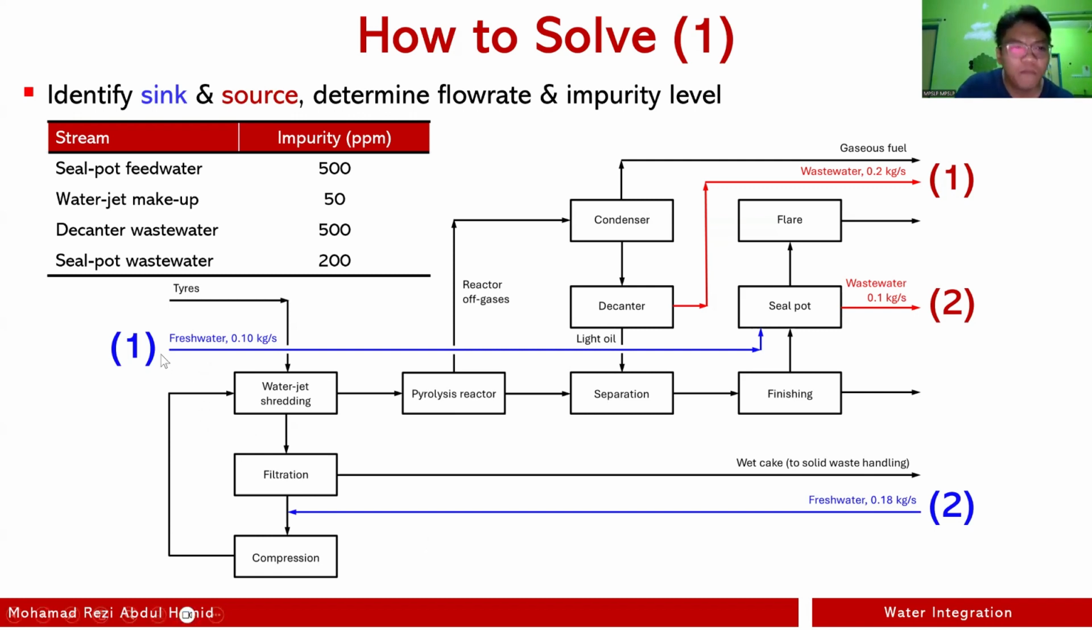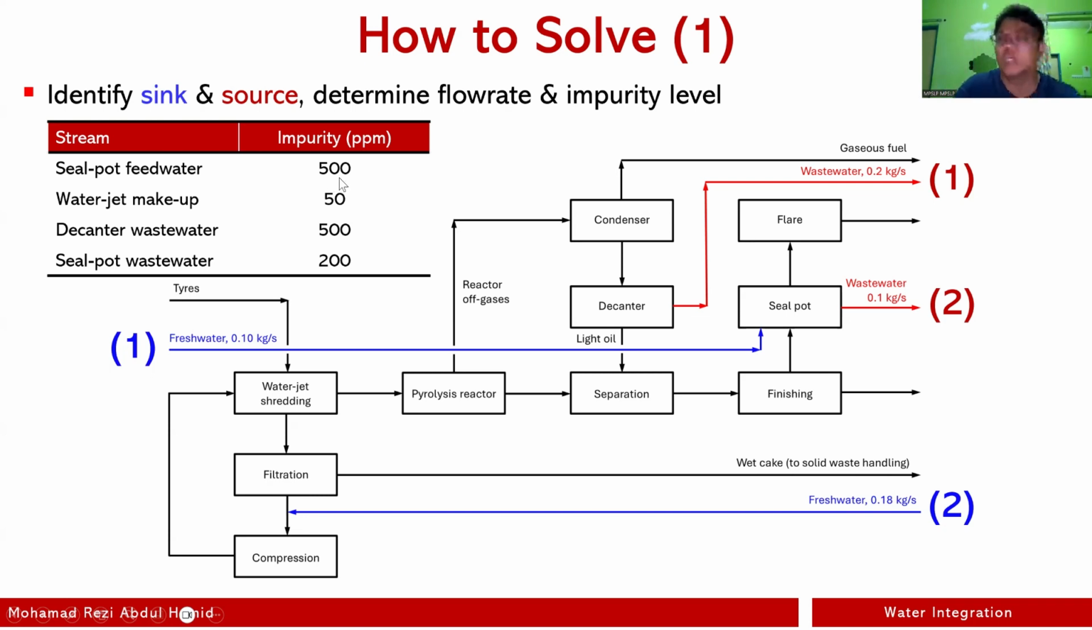Now, in here, I have one sink going into this process unit. So I know its flow rate is 0.1 kilogram per second, and then its impurity is, let's see here, 500. The second sink is fresh water going into this particular process. Now the flow rate is 0.18, and then the impurity is, let's see, 50 ppm. Now those are your sinks.